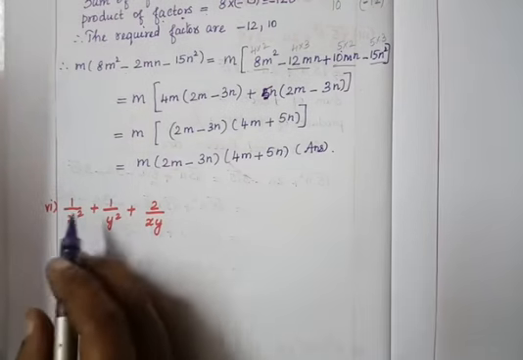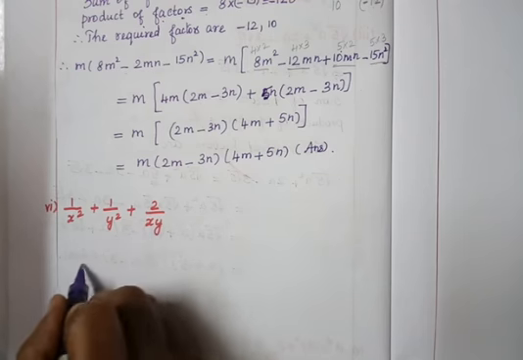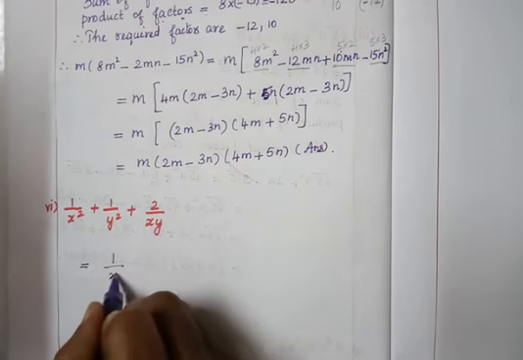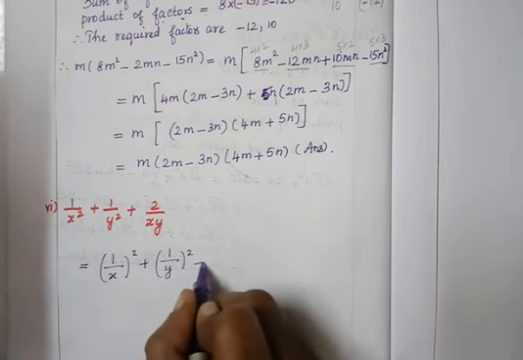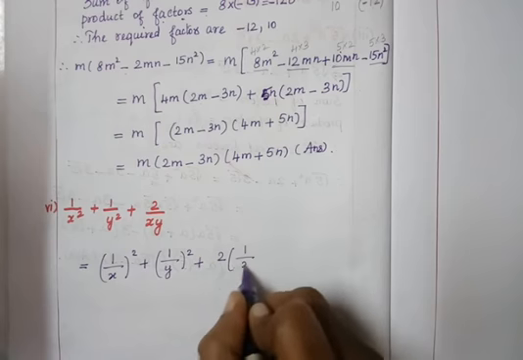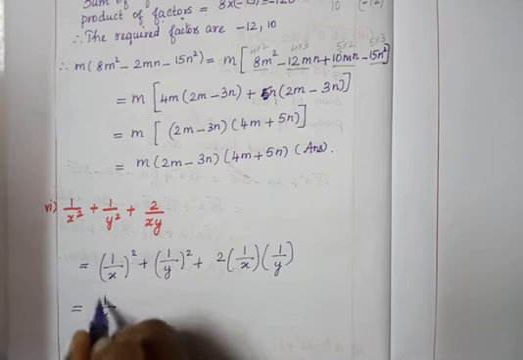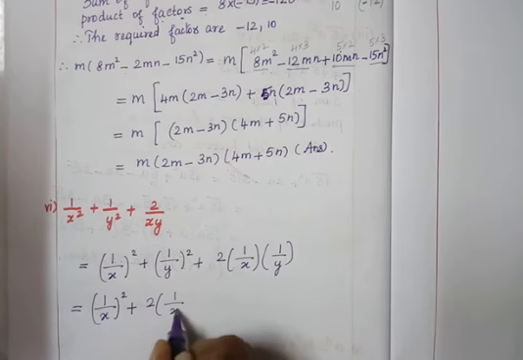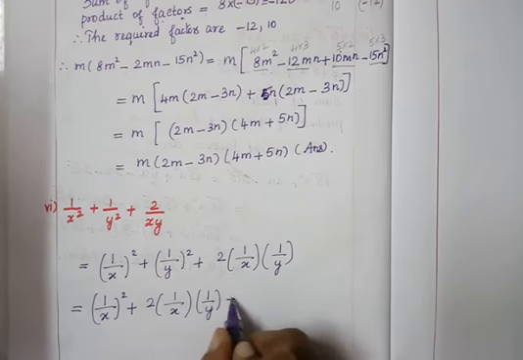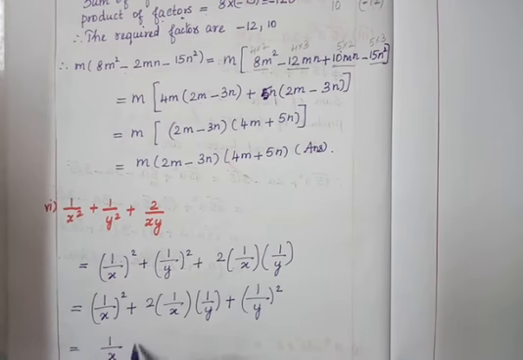Now, sixth question, 1 by x square plus 1 by y square plus 2 by xy. This is equal to 1 by x means 1 by x the whole square plus 1 by y the whole square plus 2 into 1 by x into 1 by y. This can be written like this: 1 by x the whole square a square, plus 2ab, that is 2 into 1 by x into 1 by y, plus b square, that is 1 by y the whole square. This is equal to 1 by x plus 1 by y the whole square.